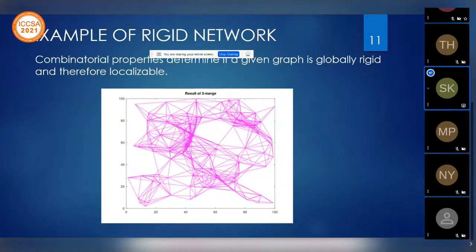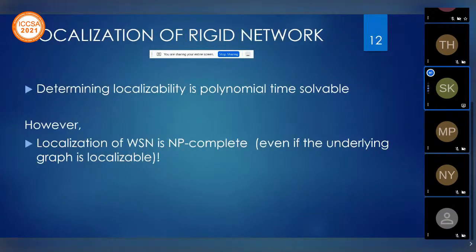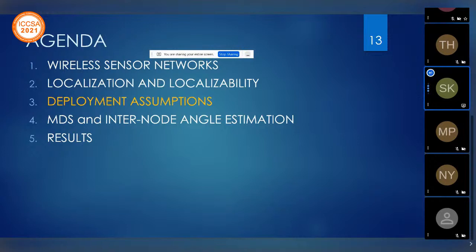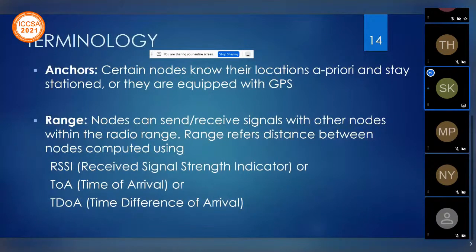This is an example of a globally rigid graph, a network graph that was created with a certain radius on a 100 by 100 square. So the question is, how do we know if a graph is localizable? We know it's localizable if it is globally rigid. Global rigidity can be found very quickly, as a polynomial time algorithm is available. However, even if we know a graph is globally rigid, actually finding the location of the nodes is NP complete, which makes this problem challenging. So we are out to try and find the locations given the distances between the nodes, or range measurements.